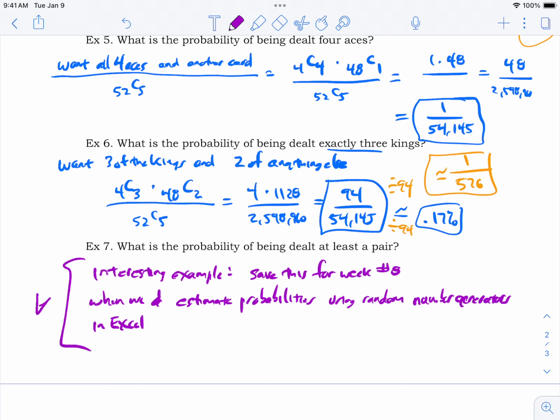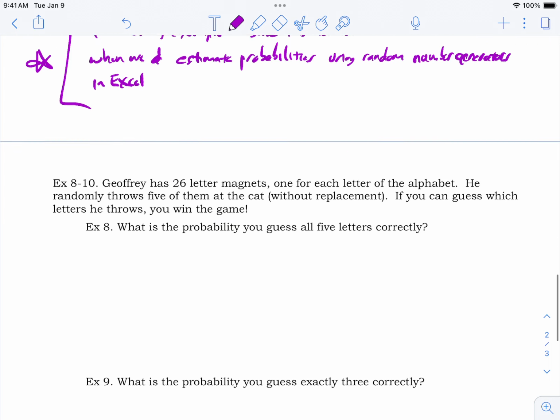So now I've got a real good reason to look forward to week 8. I want to know the answer to this question. You deal 5 cards, what's the chance of getting at least a pair? I came up with 2 ways of estimating it, and I didn't really like either way. So we'll get another estimate based on Excel. Now you have to run Excel forever to get a good estimate. But anyway, that's week 8. Stay tuned until week 8. Let's get back to things we can solve.